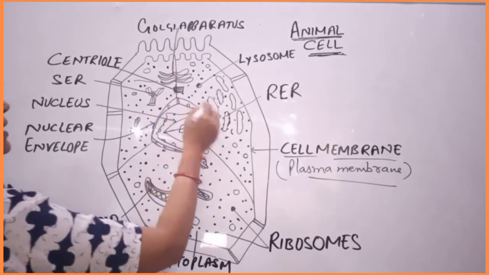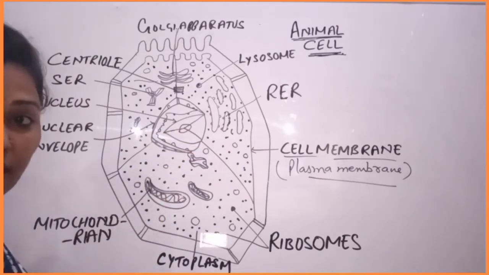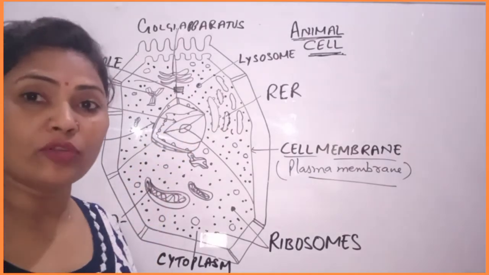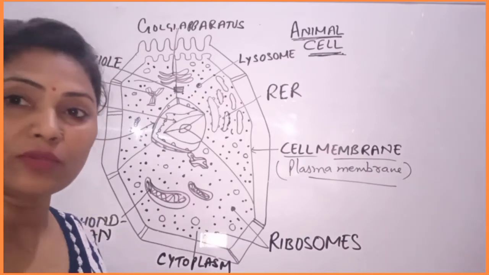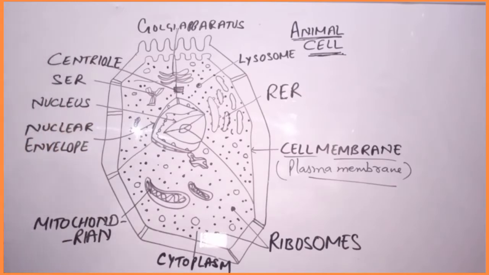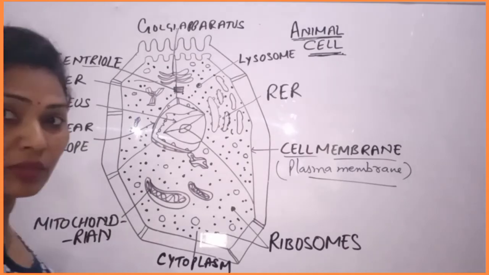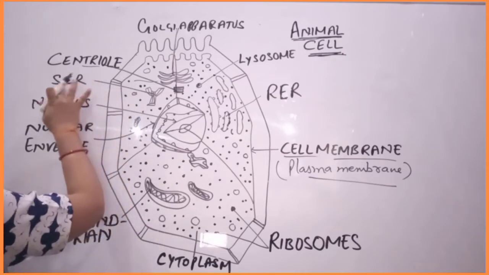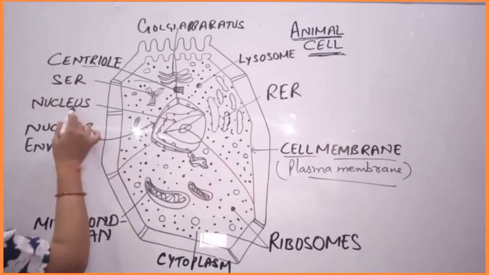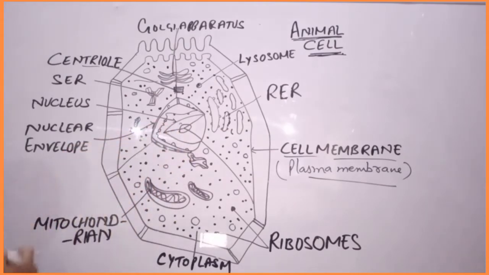Here, if we see, this is the nucleus, which is present in the center of the cell, and it controls all the activities of the cell. That's why it is known as the controller of the cell, or the brain of the cell. Here the centriole is present. It helps in the spindle formation during the cell division. And SER means smooth endoplasmic reticulum. This is the smooth endoplasmic reticulum. This is mainly the nucleus, and around the nucleus the nuclear envelope is present, and this is the mitochondria.